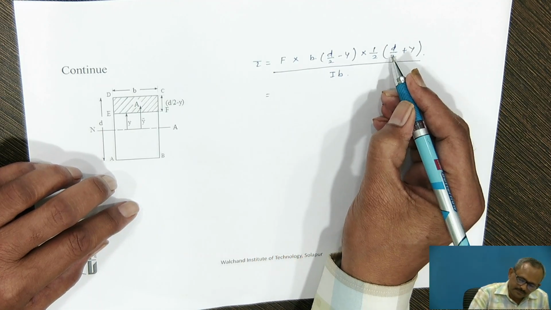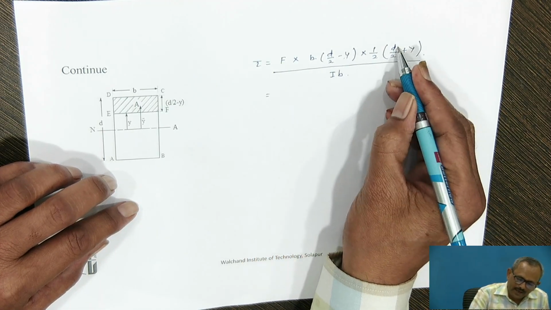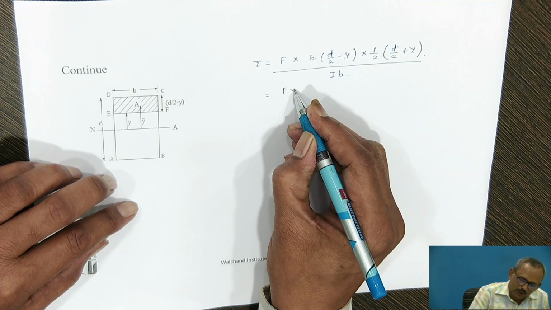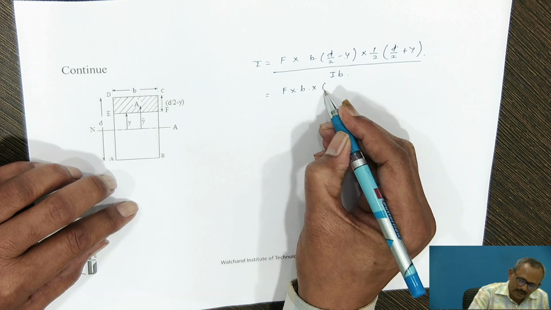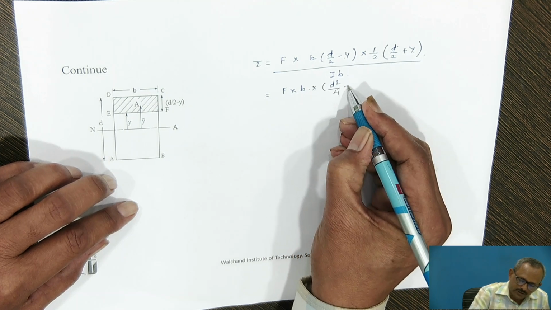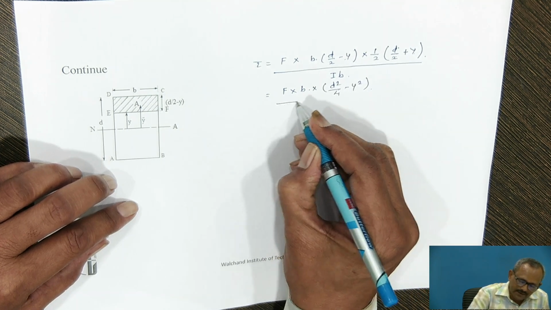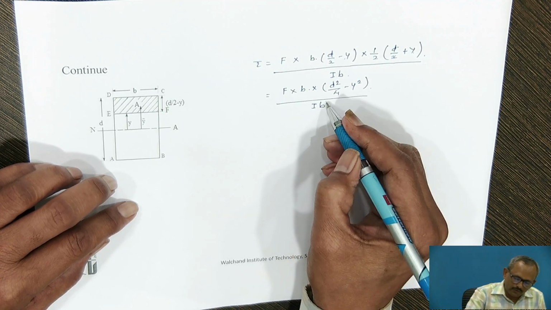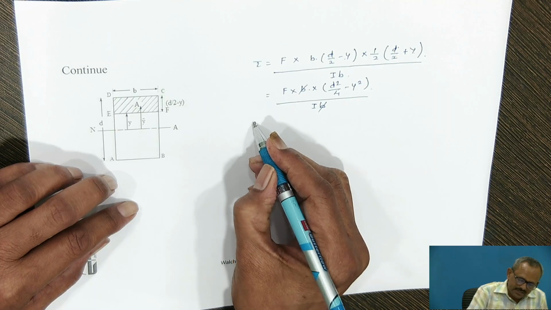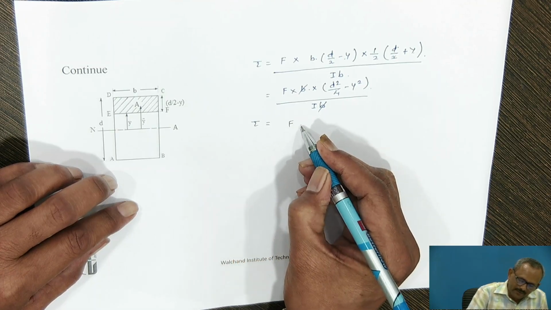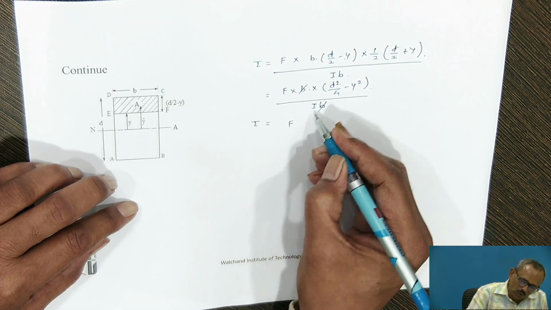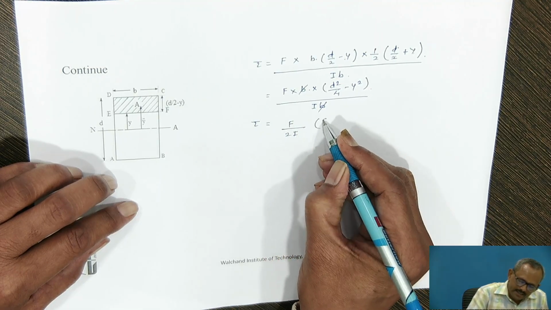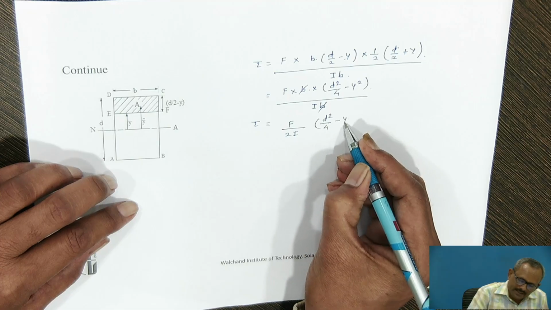Therefore, these two brackets, d by 2 minus y and d by 2 plus y, we can solve. F into b into (d square upon 4 minus y square) divided by I into b. So b will get cancelled. Shear stress tau is equal to F upon 2I into (d square upon 4 minus y square).